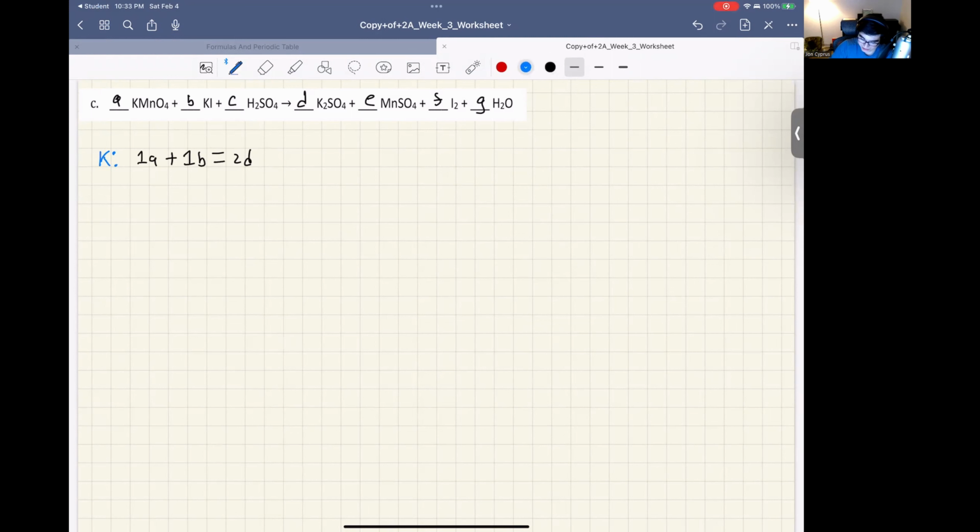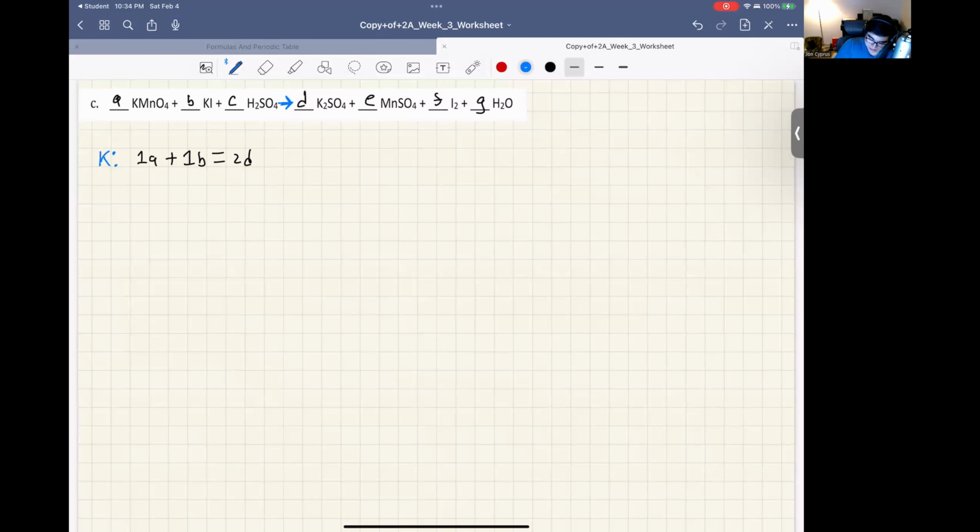I'm actually going to write this in blue so it's easier to see. So these two things have to add up to this thing on here. That's what this equation is saying. So 1A plus 1B has to be equal to 2D. The 2 comes from how many potassiums are in that molecule next to the D coefficient.